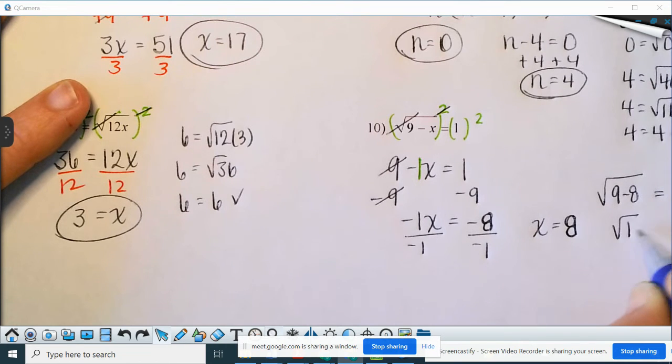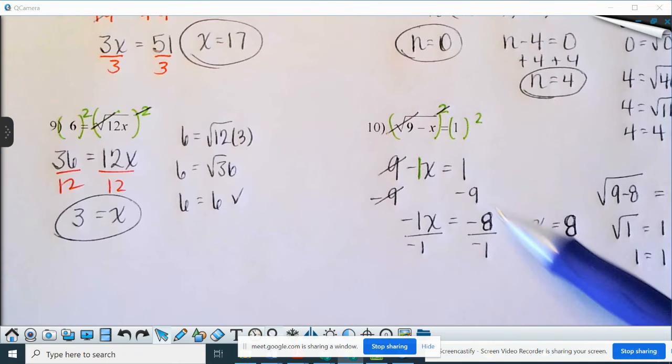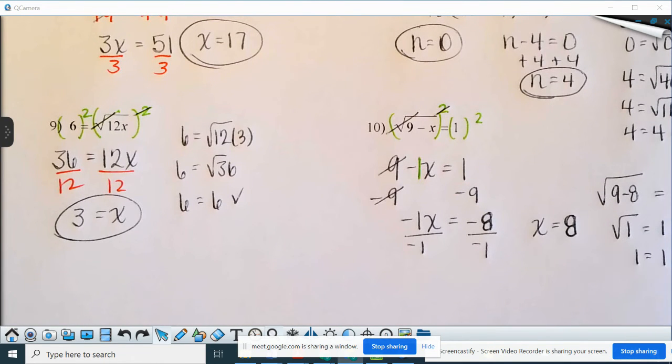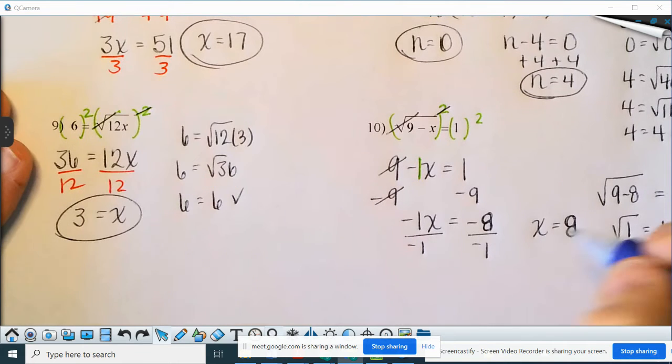And hopefully that showed you the benefit of doing the check part, because silly errors happen. I think I just multiplied instead of actually subtracting them. So apologies. X equals 8.